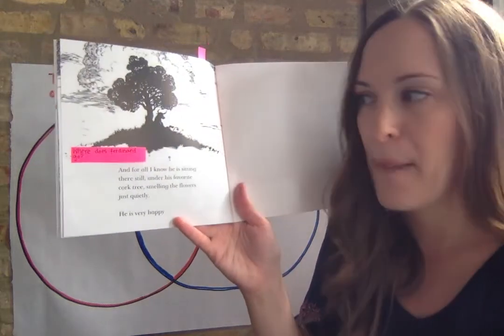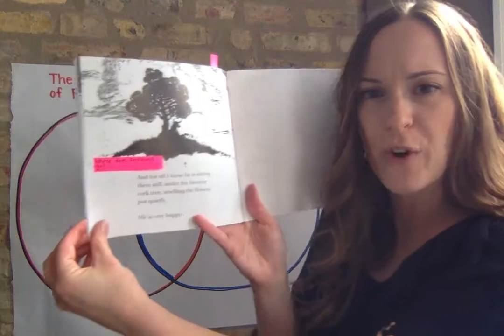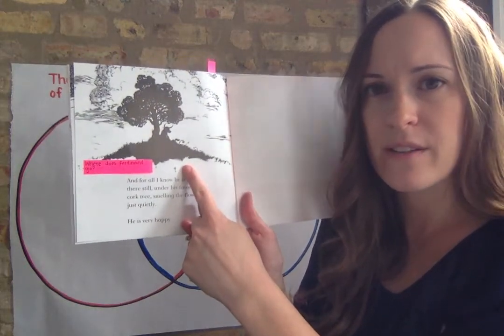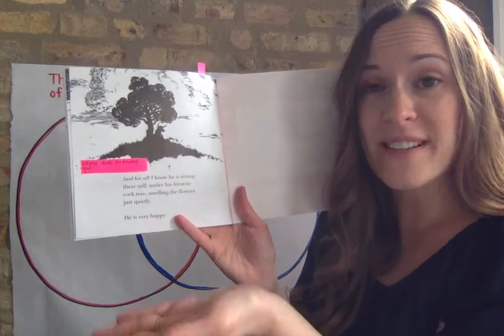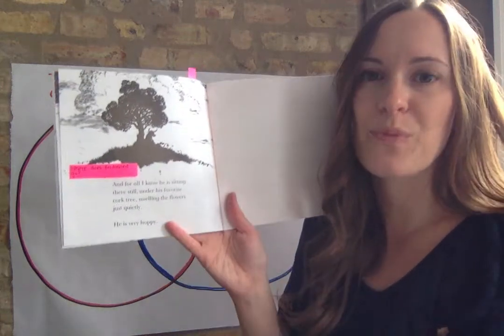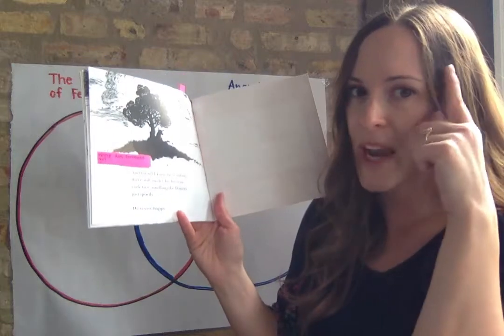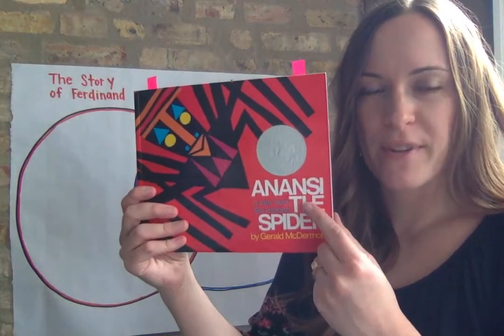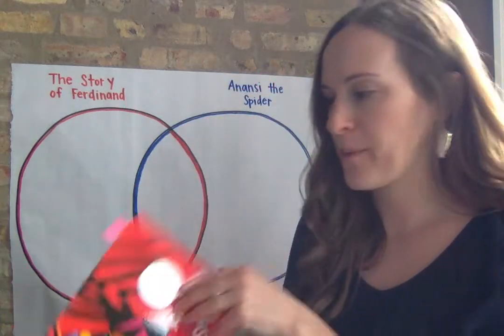He is very happy. Kipsters, where does Ferdinand go at the end of the story? Does he stay in Madrid? No. Where does he go? That's right, he goes home. Keep that in your brain. Ferdinand goes home. Now we're going to think about what happens to Anansi after his adventure.